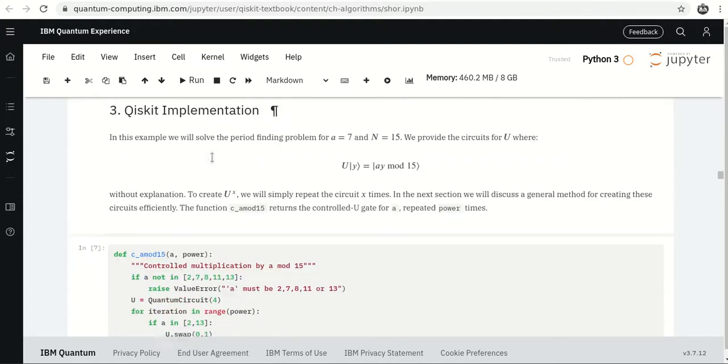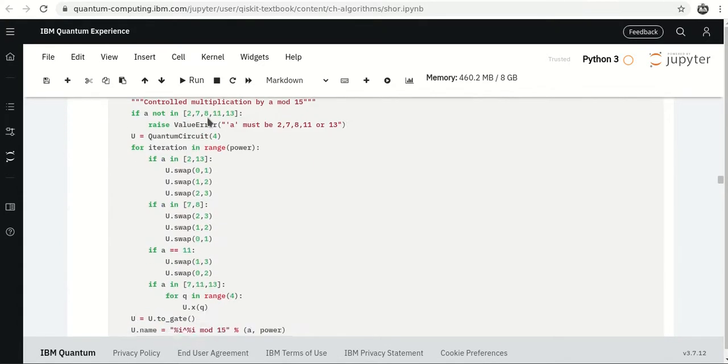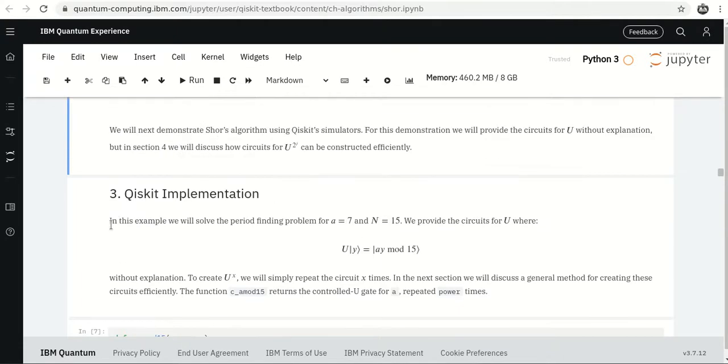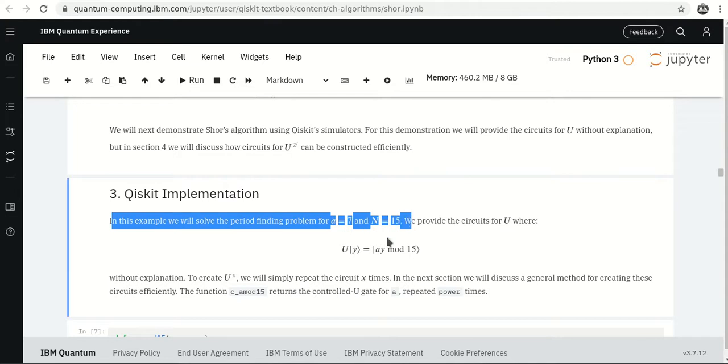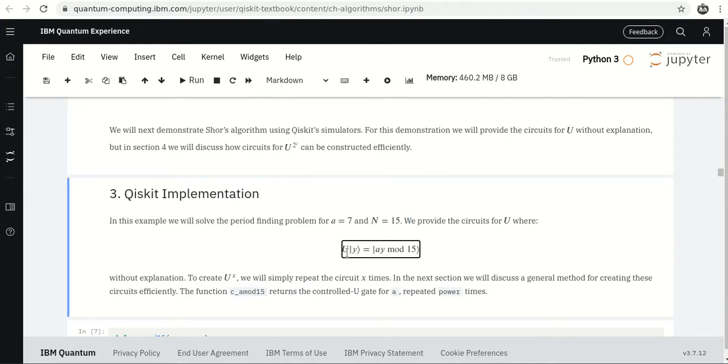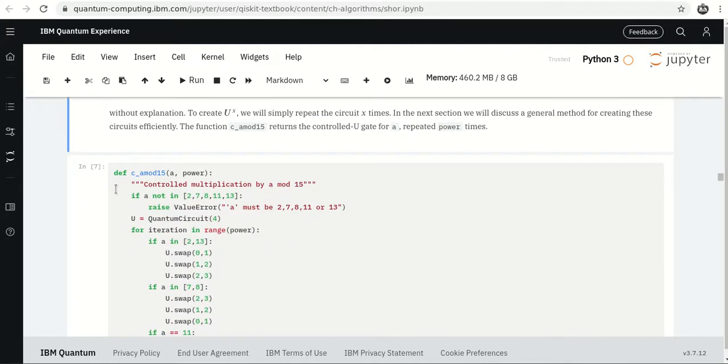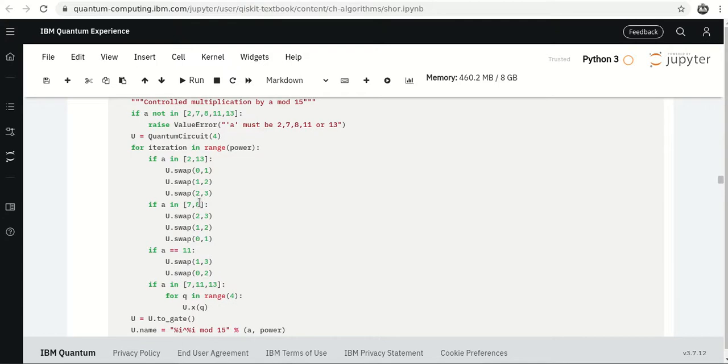So we just implement the above state in the cascade implementation. In this example, you saw the period finding problem for a equals 7 and n equals 15. So we are given a^x mod 15, where n is 15, given without explanation. To create U^x, you will simply repeat the circuit x times. So C mod 15 is made a function.